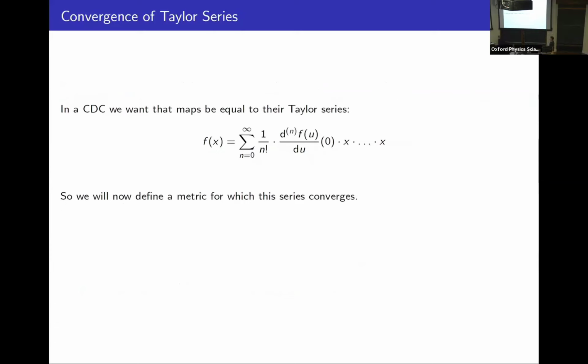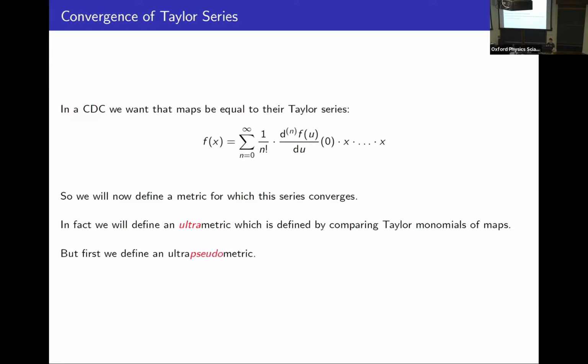Okay, so now that I have my notion of Taylor polynomials and Taylor monomials, I want this infinite sum to converge in an appropriate way. So now I'm going to define that ultrametric that I promised. The way we do that is by comparing the monomials of maps. But in fact, we're first only going to define a pseudometric, and I'll explain what that means in the next slide.